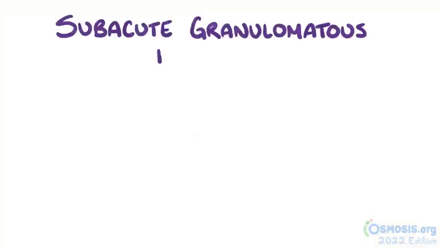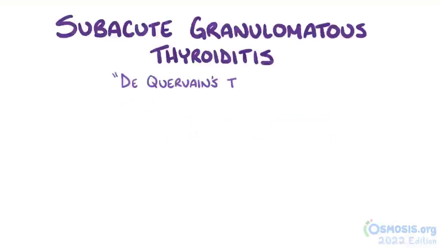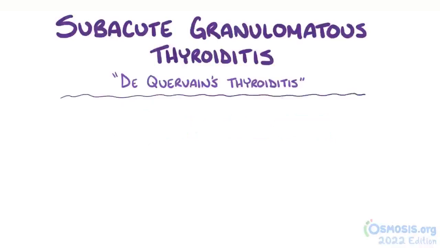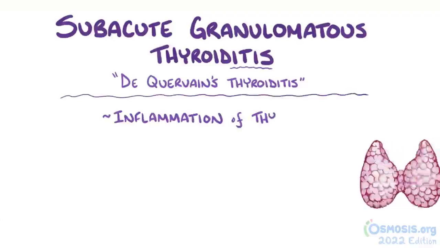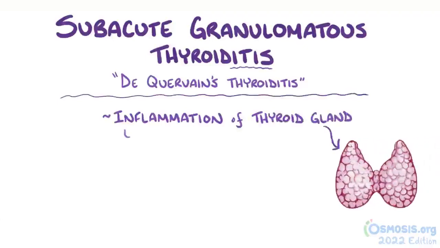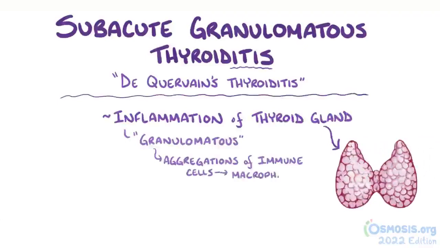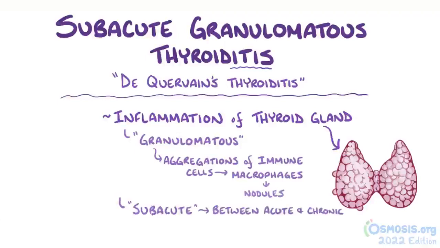Subacute granulomatous thyroiditis, also known as de Quervain's thyroiditis, belongs to a group of disorders featuring inflammation, or itis, of the thyroid gland. This inflammation is granulomatous, meaning there are aggregations of immune cells, mainly activated macrophages that form tiny nodules within the thyroid gland. Subacute implies that it's somewhere between acute and chronic, typically developing after an acute event like a viral infection.